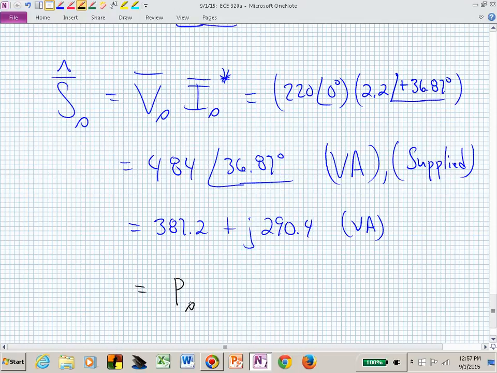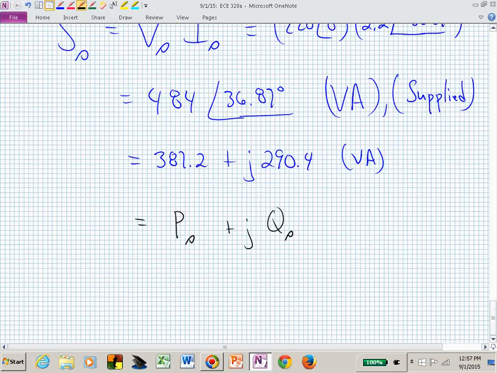You now have the amount of power supplied, which is 387 watts. You have the reactive piece that is also supplied, and that's 290 magnetizing vars. So this is in watts, and that's in vars.